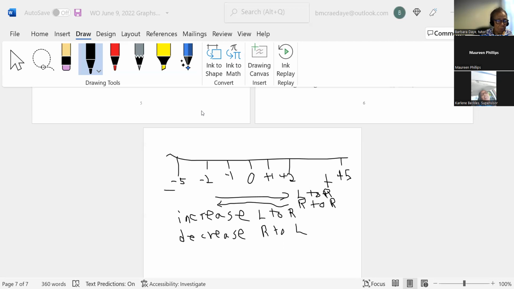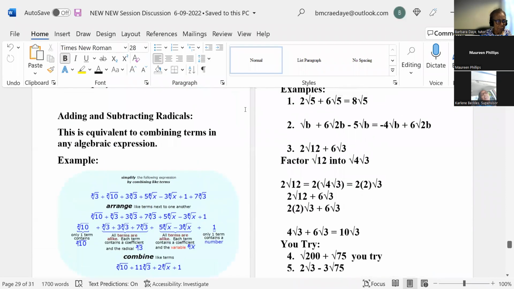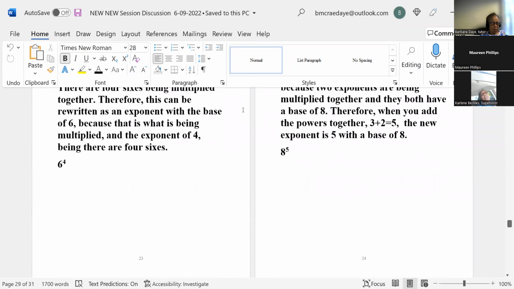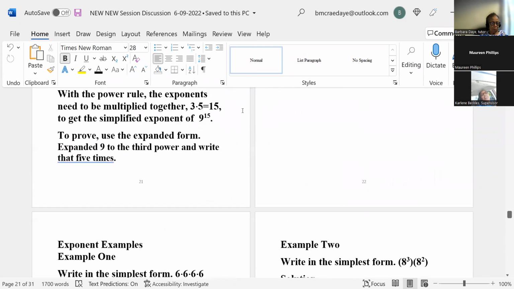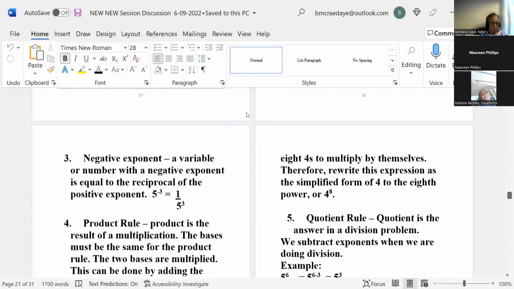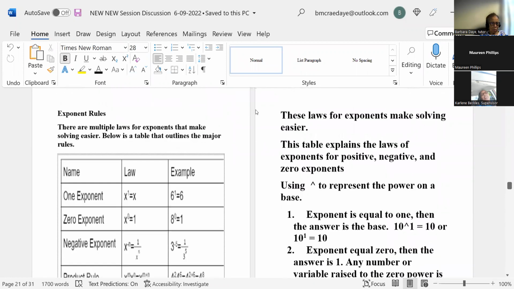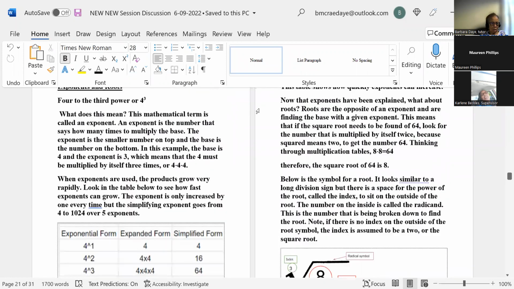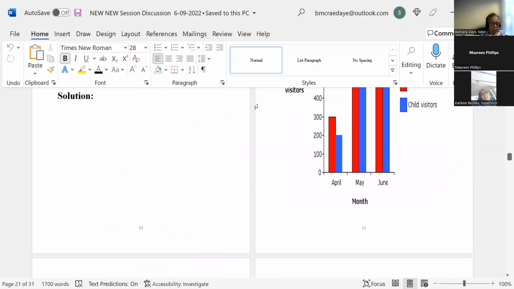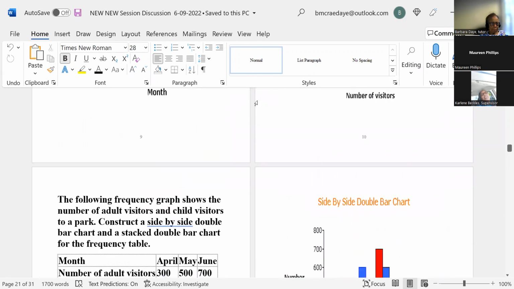And I want to go to what we will be looking at today. Now I want to look at some more graphs and charts before we look at the radicals and the exponents. So let me go back up here to our charts, our graphs.